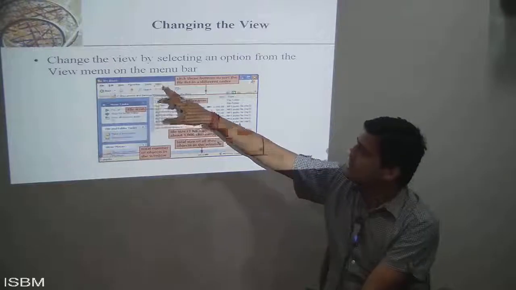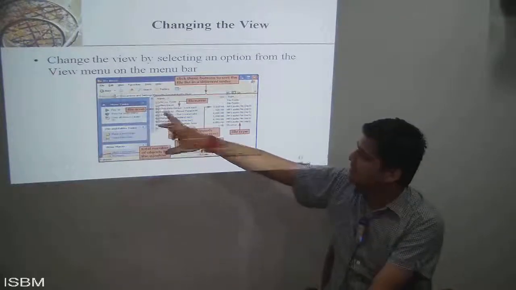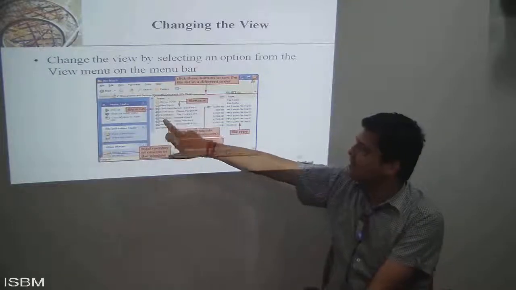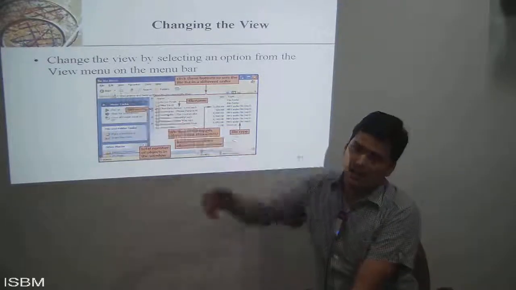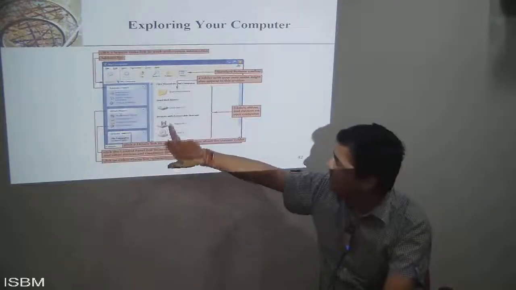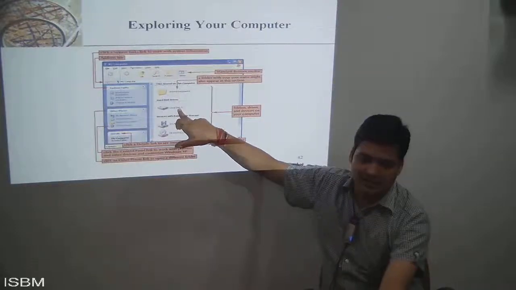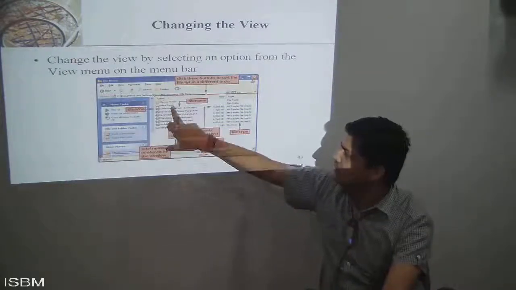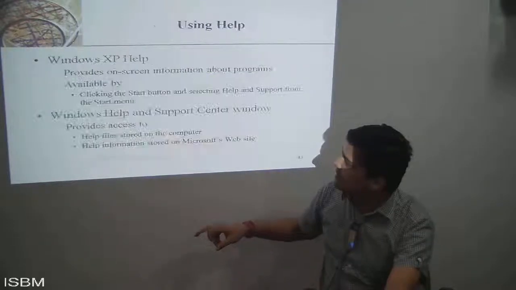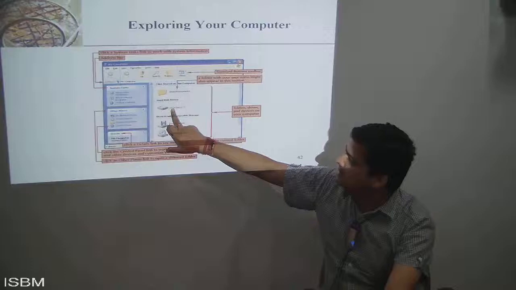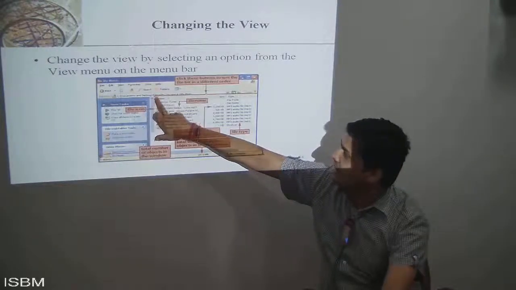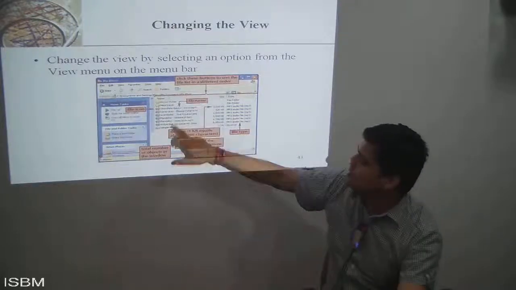See, change the view of selecting options. Here it is showing some files inside your Documents and Settings, which come under the C drive, the local disk. Inside C you will find this, and inside C there is another Documents and Settings, then other folders, My Documents and My Music.